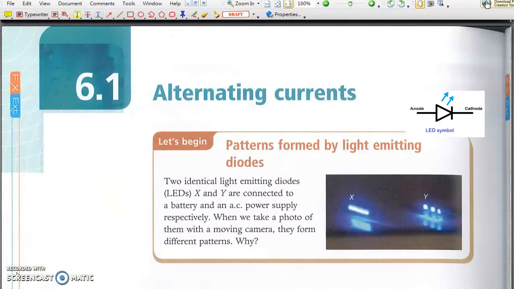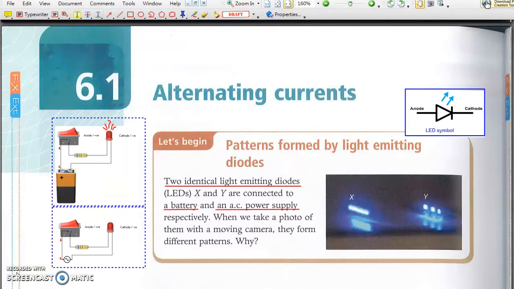Light-emitting diodes glow when current flows in one specific direction. When an AC flows through an LED, the LED flashes at the frequency of the AC. When a camera moving horizontally takes a photo of the two LEDs here, we can see why it's actually flashing, turning on and off continuously.